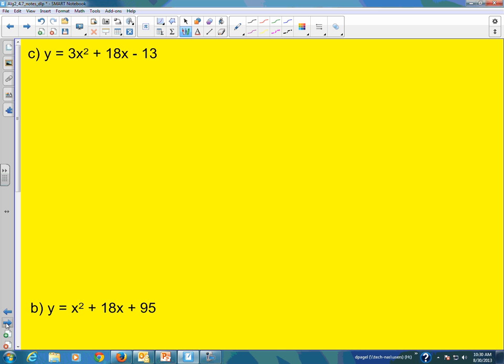So I would first consider my group that I'm working with. I would then, from that group, factor out the lead term. At this point, I'm going to complete the square on the x squared plus 6x portion of the problem. X squared plus 6x, half of 6 and square it. 3 squared is 9.